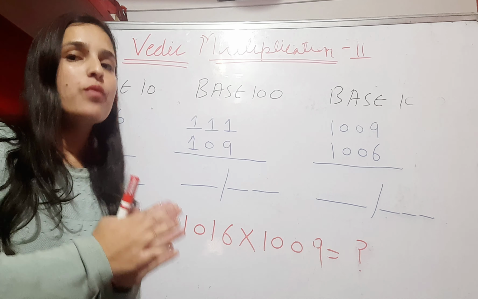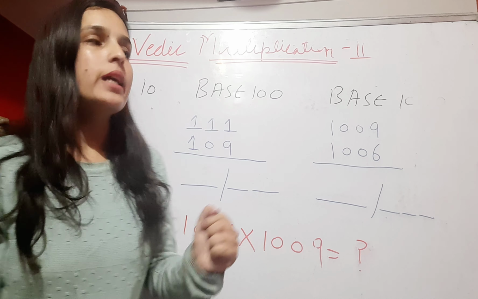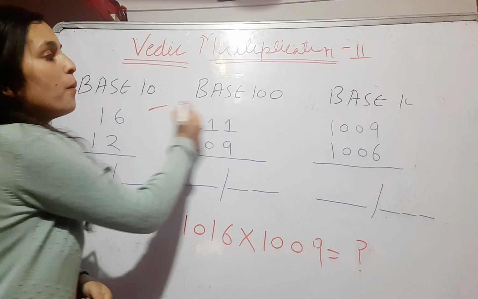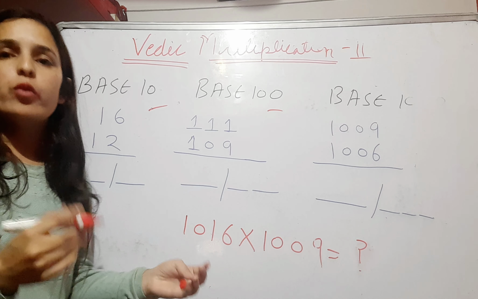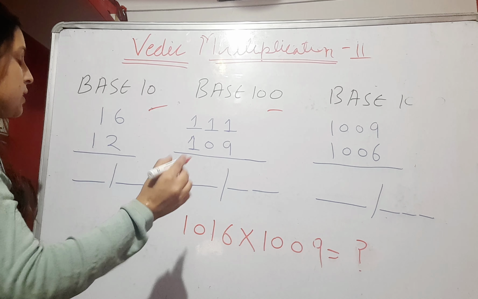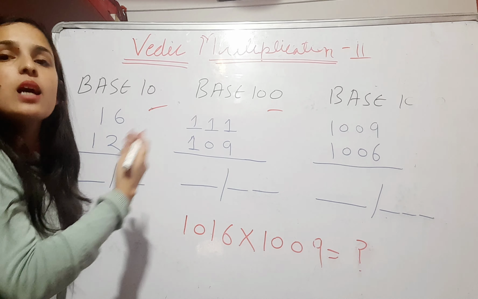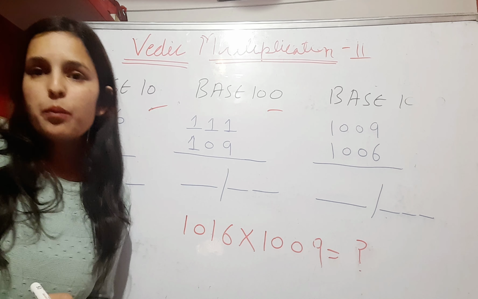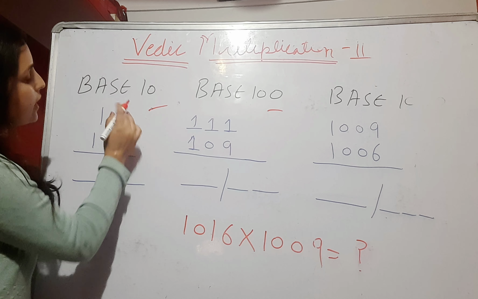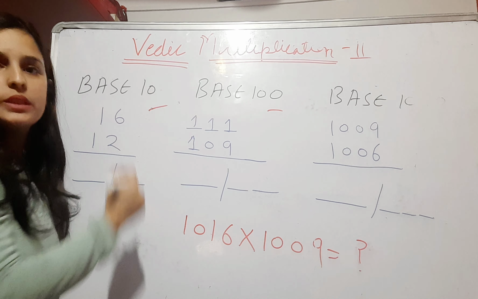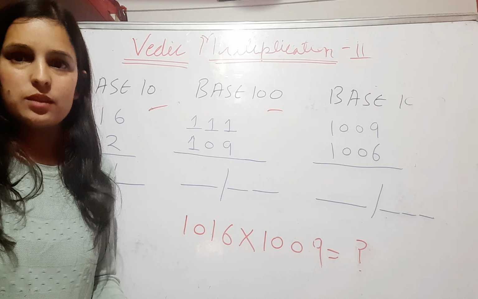In this video, we will find the product of numbers that are related to base 10, base 100 and base 1000. In these questions, we have already solved, but in these questions, what is new? The numbers are more than 10, 100 and 1000, so the concept we use will be slightly different. In this question, you can see 16 and 12, they are close to 10. So we will use the base 10 system.